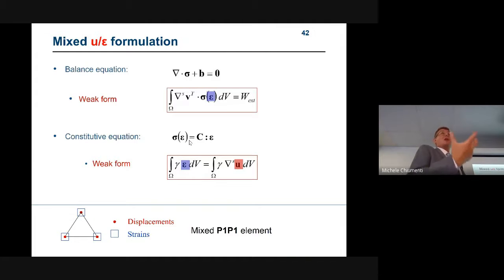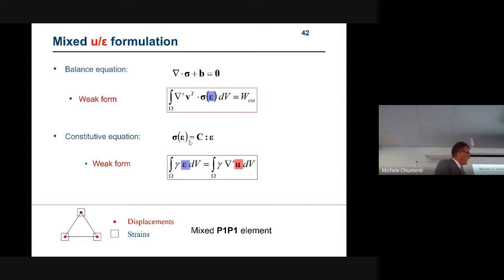So, what is the solution for this kind of problem? The balance equation, always the same. Weak form, the classical one. But the stresses are computed from the strains, and now the strains are computed at each one of the nodes of your mesh. It is one of the primary variables. So you are not only having displacement as the main variable. Okay?